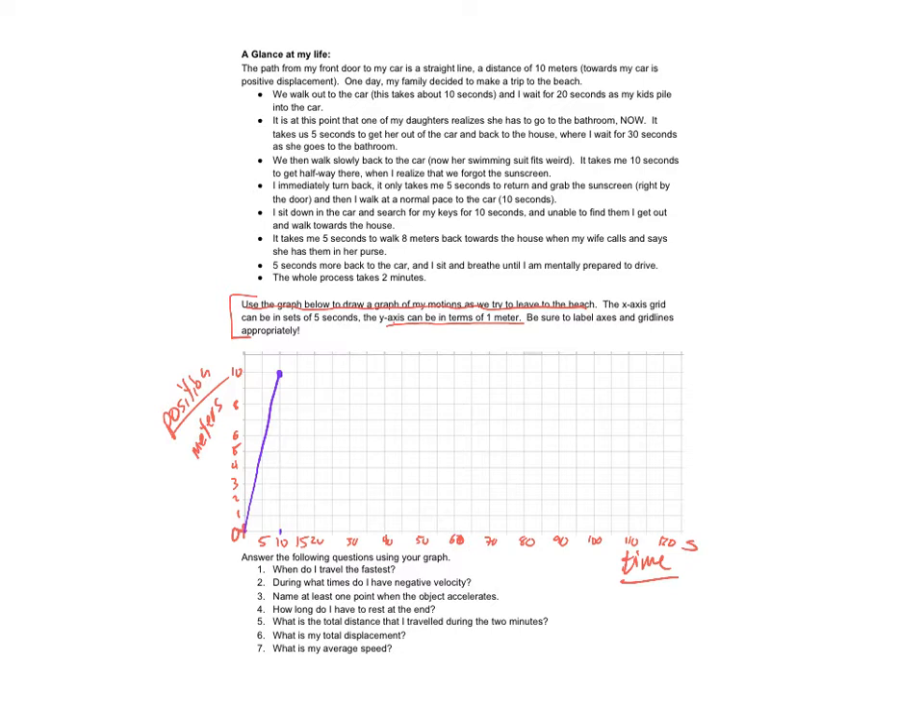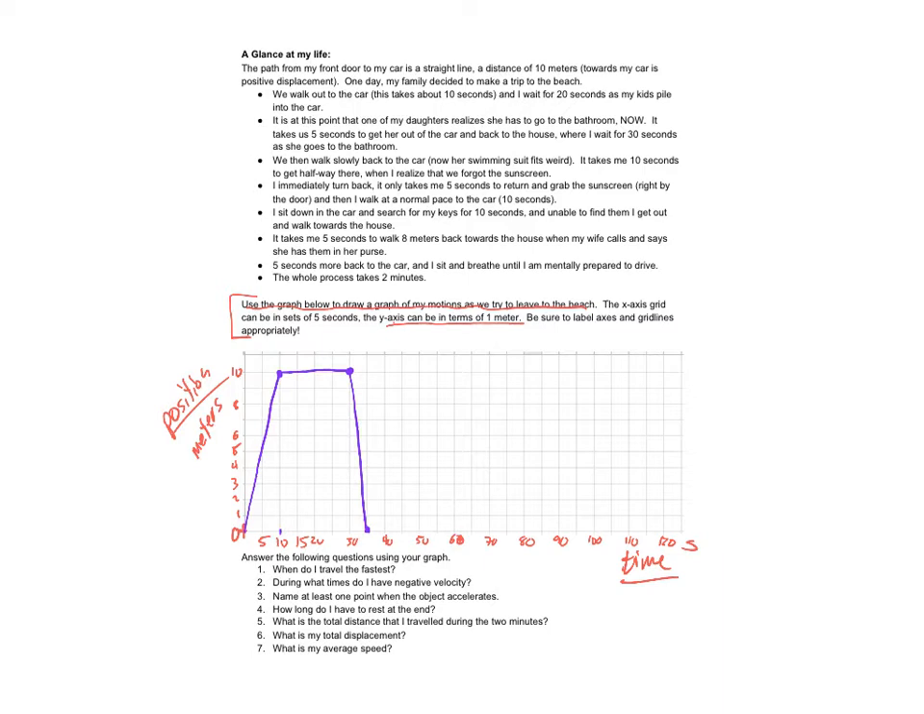All right, and I wait for 20 seconds as my kids pile in the car. So from 10 up to 30, I'm stationary. I'm by the car waiting for my kids to get in. It's at this point that one of my daughters realized she has to go to the bathroom now. It takes us 5 seconds to get her out of the car and back to the house. So from 30 to 35, we're gonna rush back all the way down, okay?